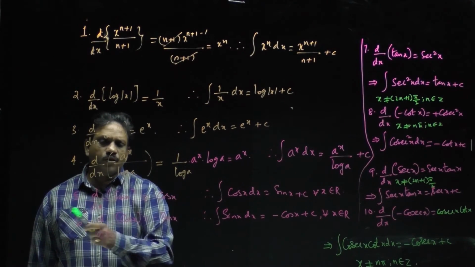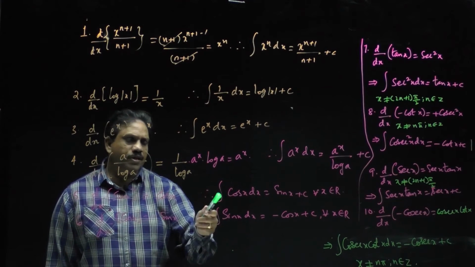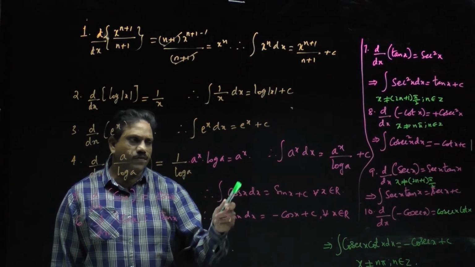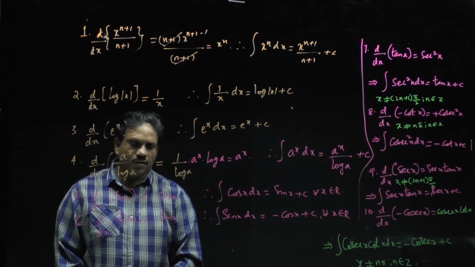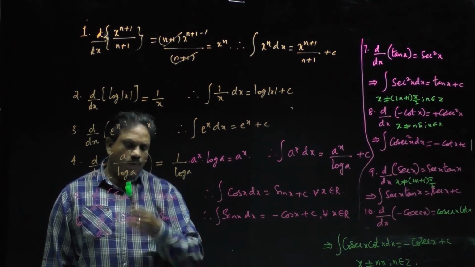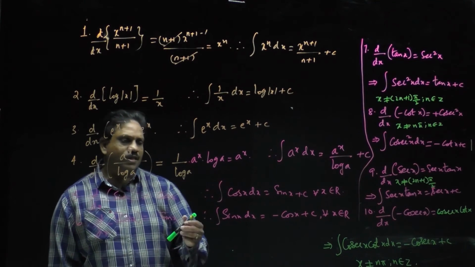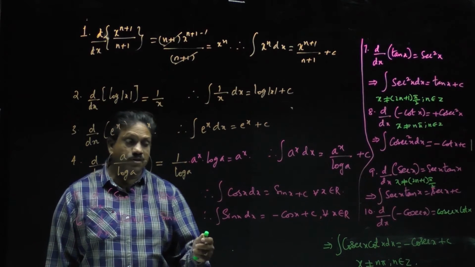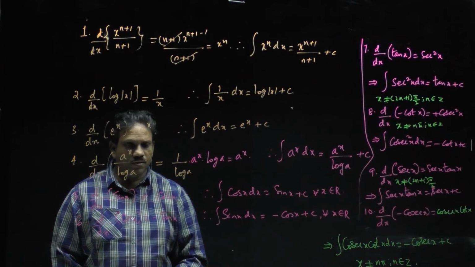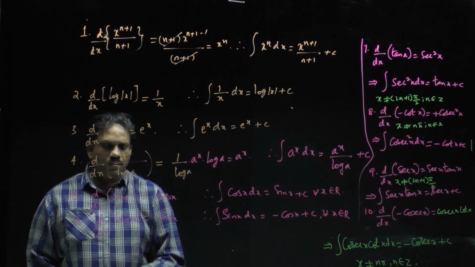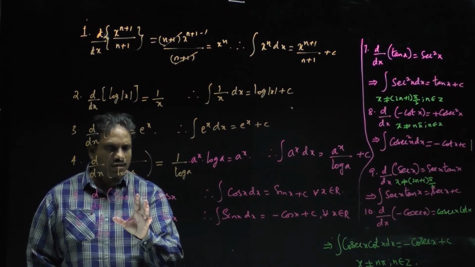See, the derivative of sin x is cos x. Integration of cos x is sin x plus c for all x belongs to R. The differential quotient of cos x is minus sin x. Integration of sin x dx is minus cos x plus c for all x belongs to R. Here, the sin function and cos function are continuous functions.